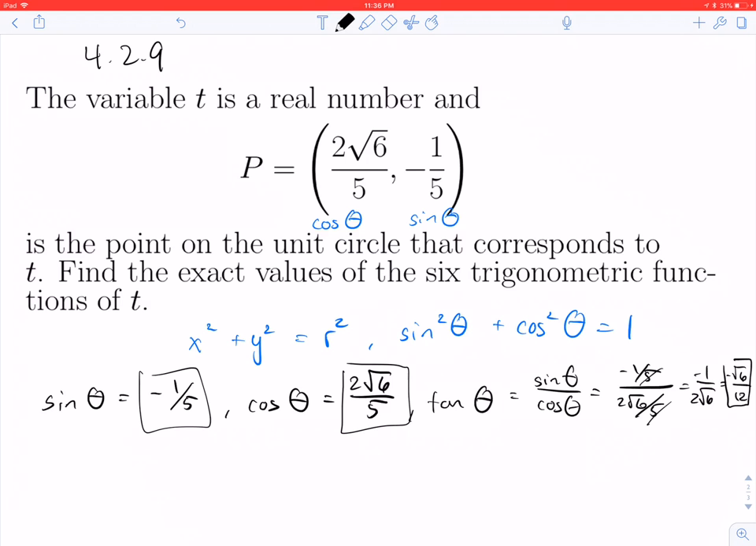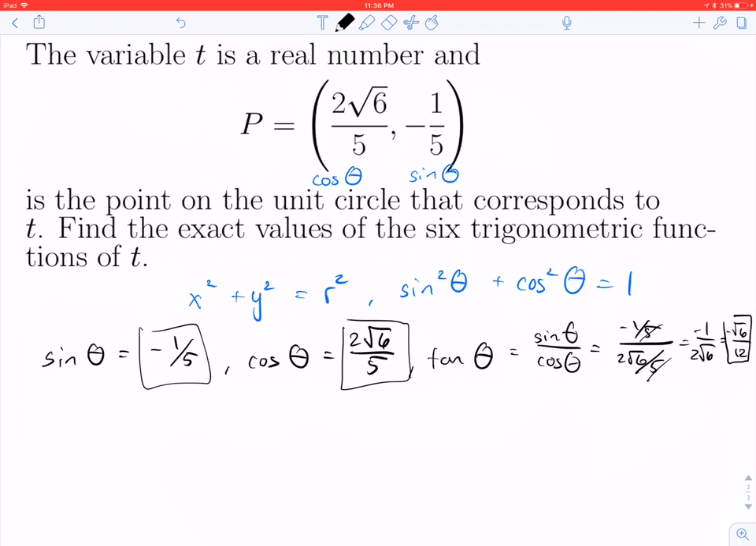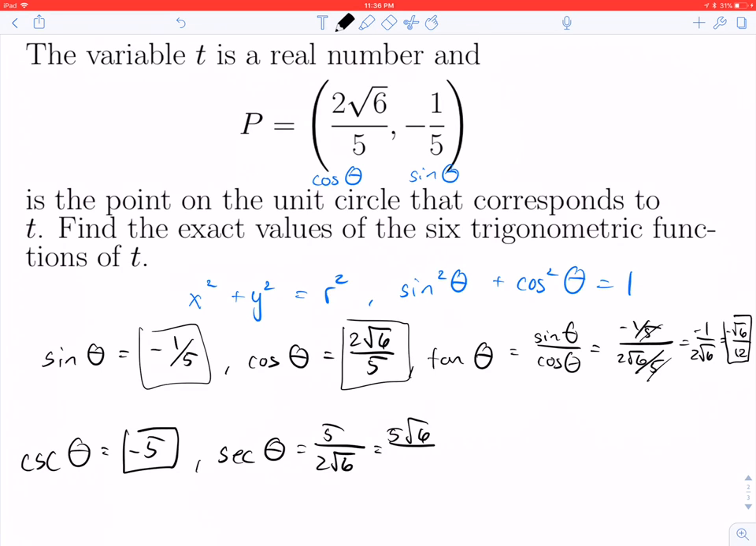Next, the cofunction that goes with sine is cosecant. So cosecant theta will be just the reciprocal of sine, which is negative 5. Then secant theta is going to be the reciprocal of cosine, so we can do 5 over 2 root 6. If we rationalize, it would be 5 root 6 over 12, and that's fine with me. Then cotangent theta is going to be the reciprocal of tangent, so it should just be negative 2 root 6.